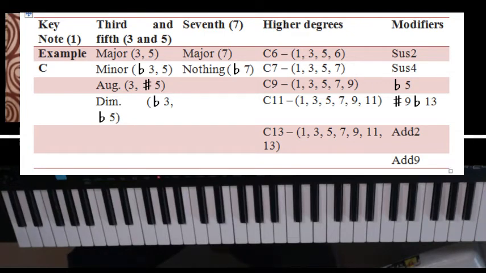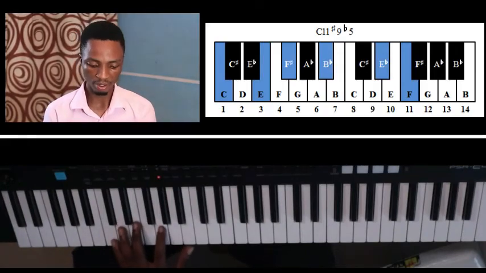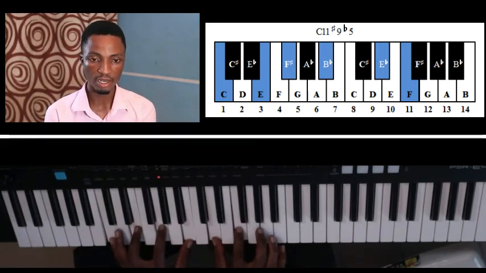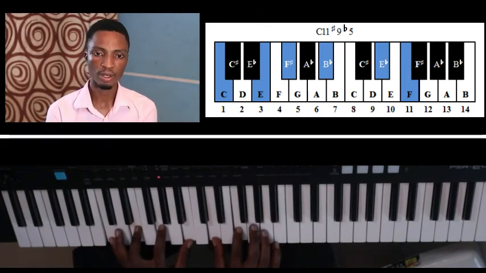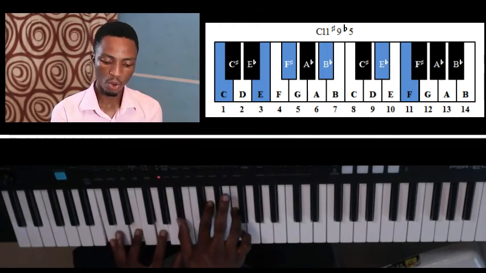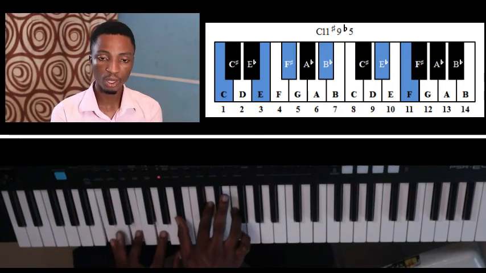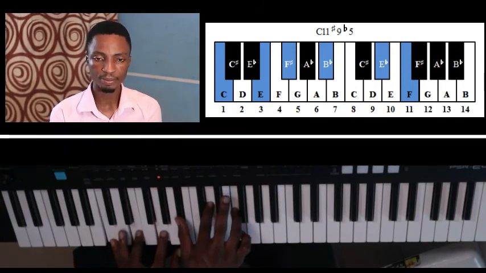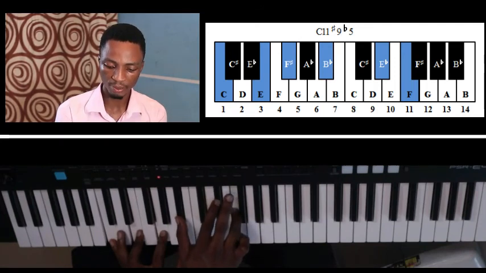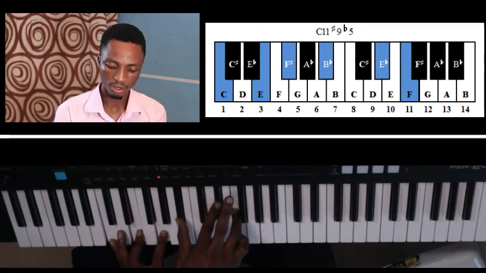So let's build a chord, let's say C11 sharp 9 flat 5. C11, first you start by building the degree. C11, this is 9, 11. So this is C11, but the modifier says sharp 9. C11, because there's no major 7, we play the flattened 7. So now the modifiers, sharp 9. Instead of playing D, you play sharp 9, D sharp, which is D sharp or E flat.